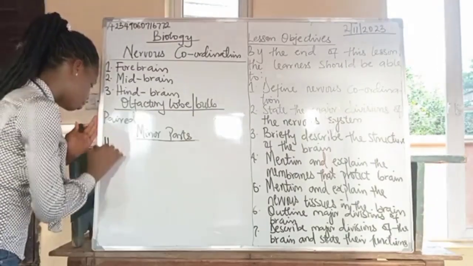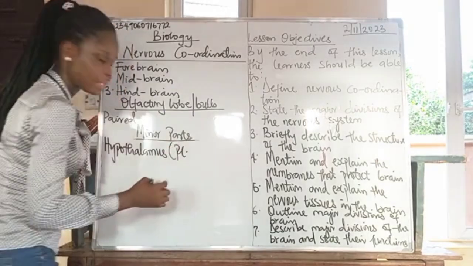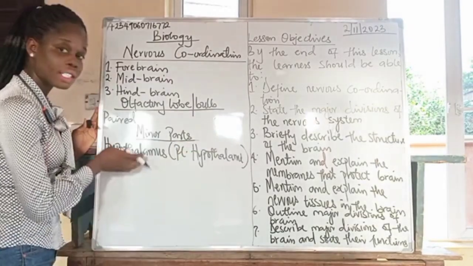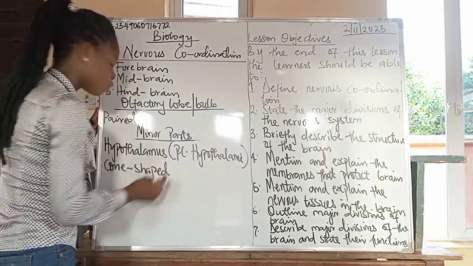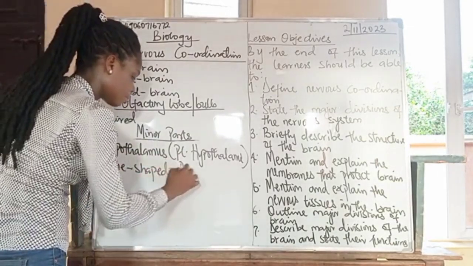The hypothalamus. This is a cone-shaped structure located beneath the thalamus.